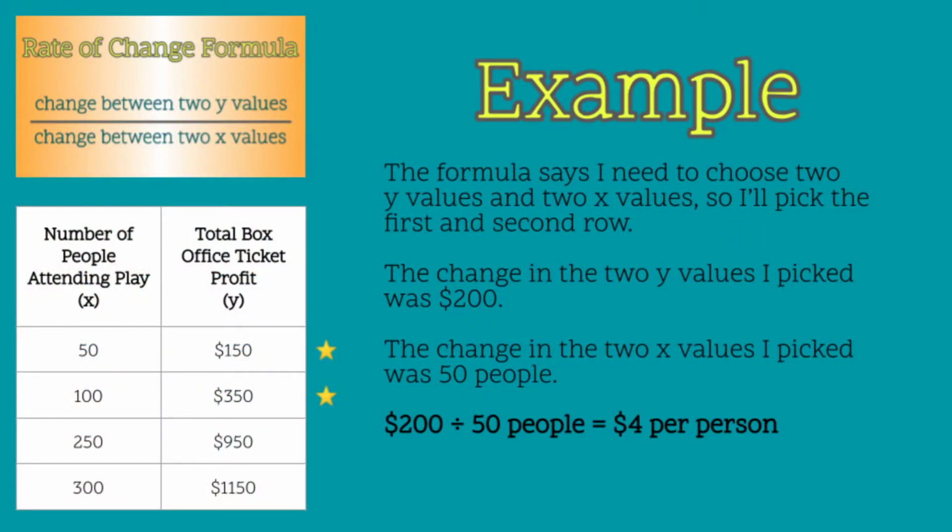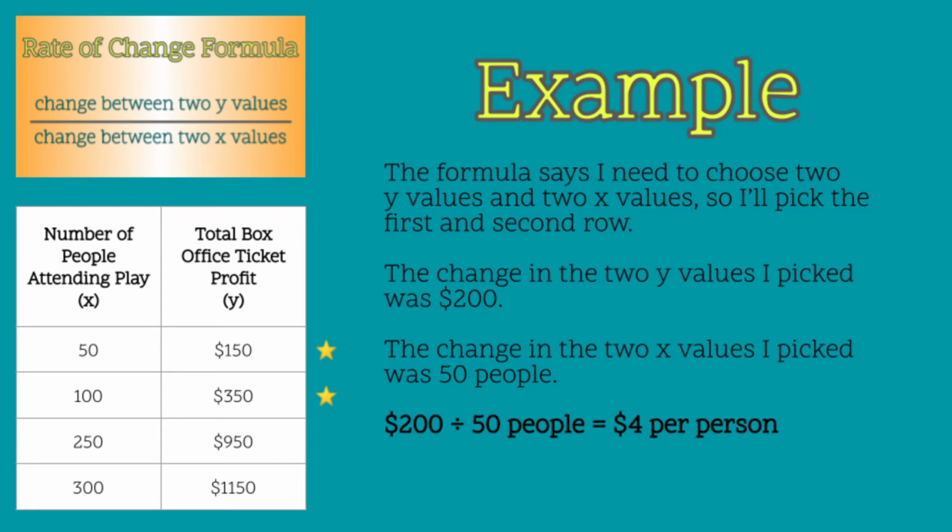In this table, we see that the x's are measuring the number of people attending a play. And the y column is measuring the total box office ticket profit. So the formula says I need to start by finding the change between two y values. So I've picked the first two y values. I've indicated that with stars.